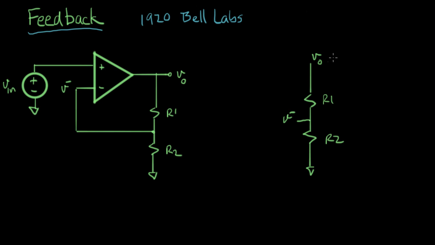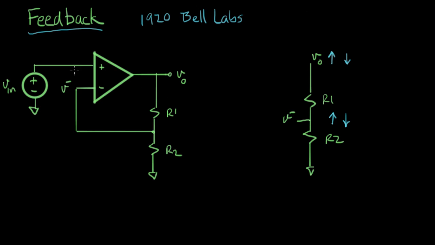And let's look at what happens if V out goes up. What happens to V minus in this case? Well, V minus goes in what direction in a voltage divider? It goes up. So this is a non-inverting structure. If V out goes up, then the thing we care about, V minus, goes up as well. And likewise, if V out goes down, then V minus goes down. So that's isolating just this part of it. We have no inversion happening around here.